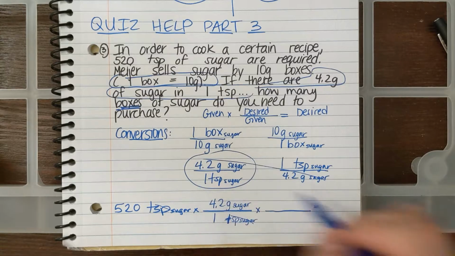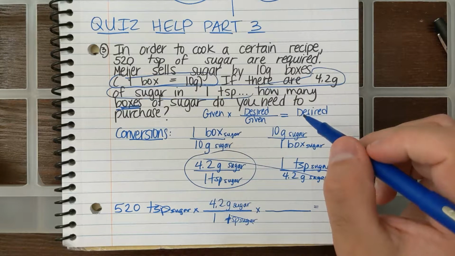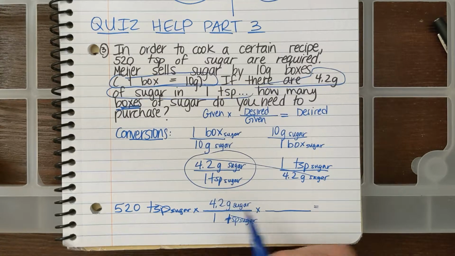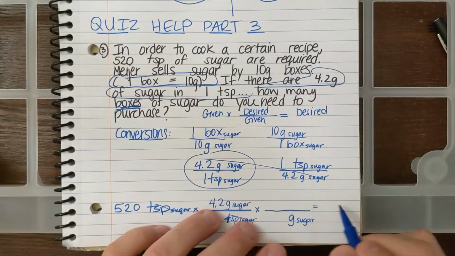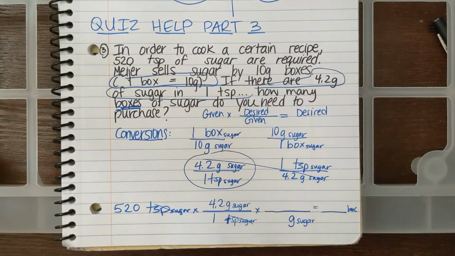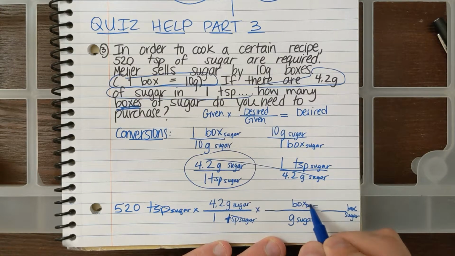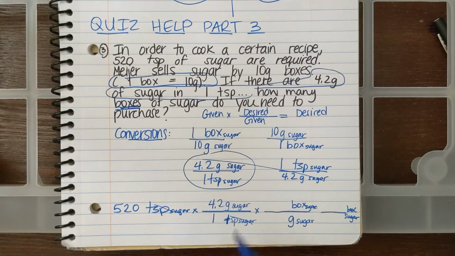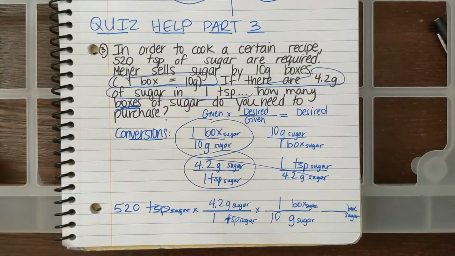Well, I'm done with this set of conversion factors. Now I have to figure out whether I want to put 1 box of sugar over 10 grams or 10 grams of sugar over 1 box. If my teaspoons cancel out and I have grams of sugar on the top, that means in my next fraction, I'm going to put grams of sugar on the bottom. And I want, in the end, box of sugar, so I put box of sugar on the top. The only conversion factor that has box of sugar on top and grams of sugar on the bottom is this one: 1 box is 10 grams. Now I'm all set up for doing the calculation.